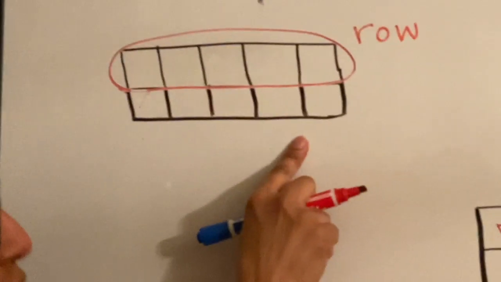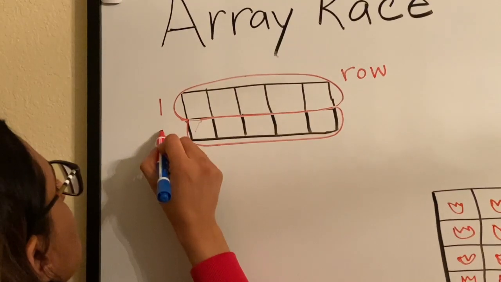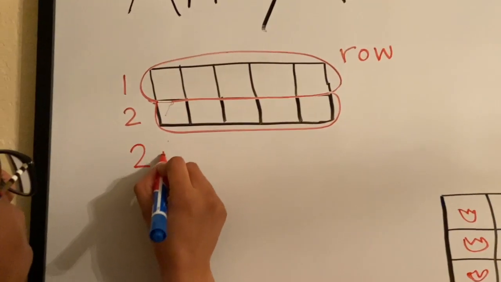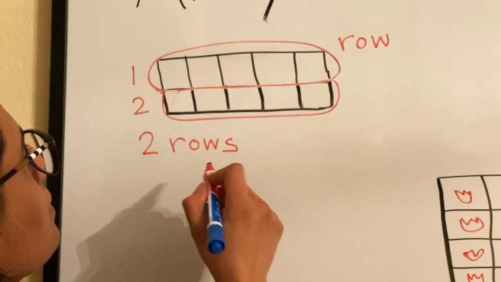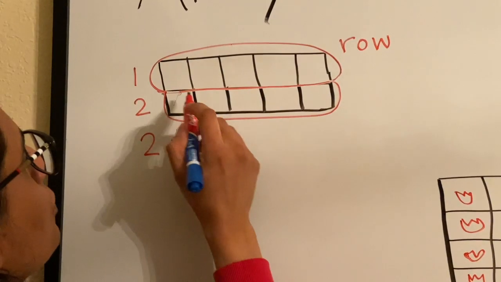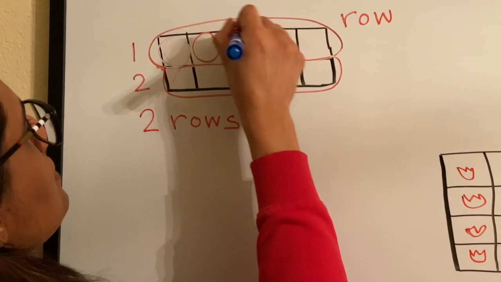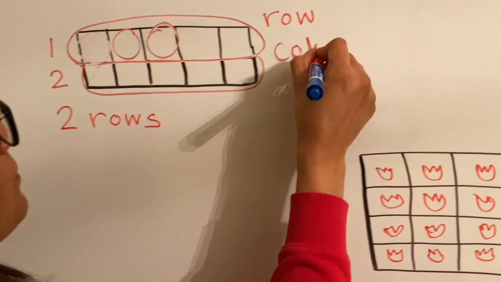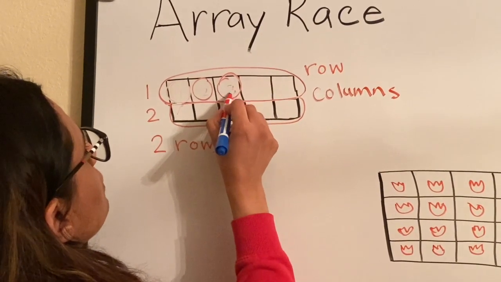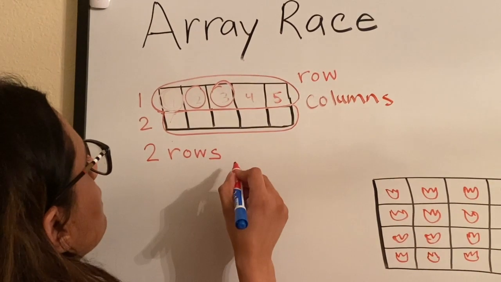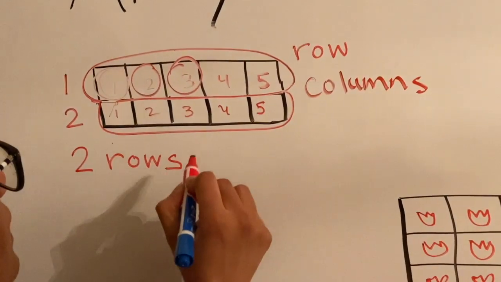So I added another strip, which means I added another row. 1, 2. So I have 2 rows. Now I want to count how many columns or parts do I have in each row. So these parts that I have right here are called my columns. So I count, I have 1, 2, 3, 4, 5. And in the second row, I have the same number, 5.